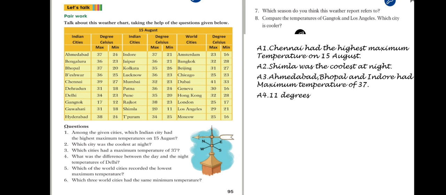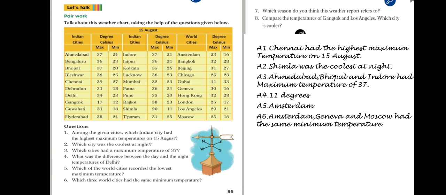Okay. So now fifth, which of the world cities recorded the lowest maximum temperature? Lowest maximum temperature. So you will see the column of world cities only, and you will see the maximum temperature, and you will find out the lowest of these maximum temperatures. So 23 Amsterdam, is there anything lower? No, okay, Amsterdam. So that means answer 5 is Amsterdam. So you can write this also, you have to write in a complete sentence. So Amsterdam recorded the lowest maximum temperature, right?